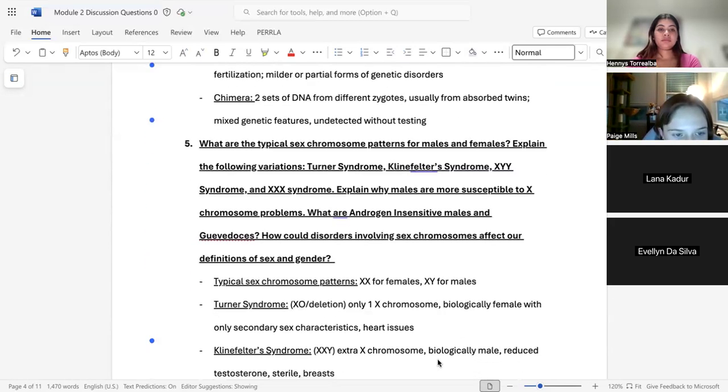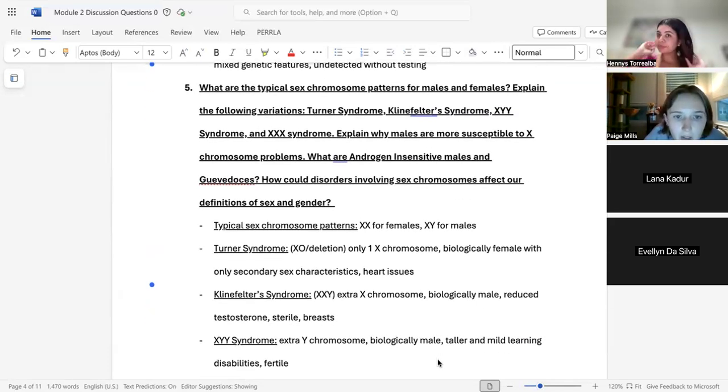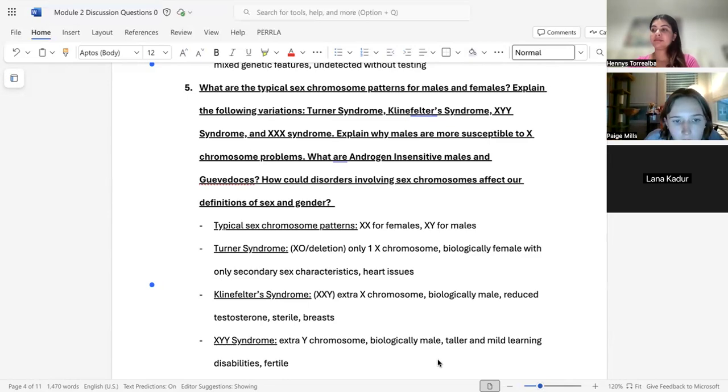And then lastly, on my side, number 5: what are the typical sex chromosome patterns for males and females? Explain the following variations: Turner syndrome, Klinefelter syndrome, XYY syndrome, and XXX syndrome. Explain why males are more susceptible to X chromosome problems. What are androgen insensitive males and guevedoces, I believe? How could disorders involving sex chromosomes affect our definitions of sex and gender?